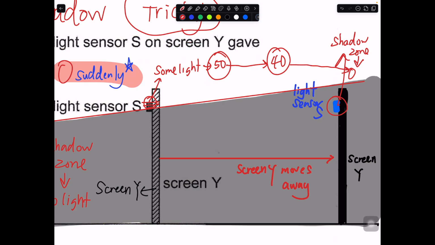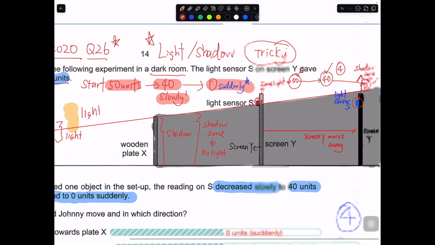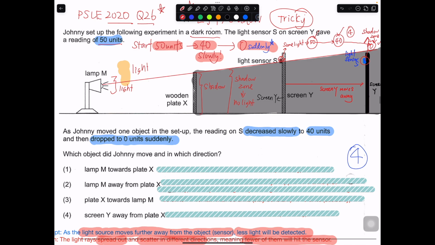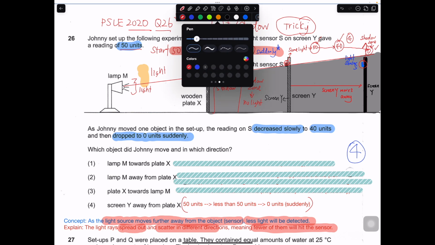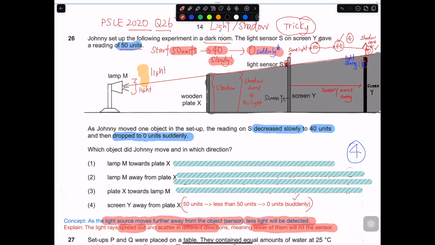And the best object to move to achieve these three things is option number 4: move screen Y further away from X and the lamp. This is how the scenario will play out. 50 at first, then you move away, less light hitting the sensor, less than 50, and suddenly the whole thing inside the shadow zone, which I've drawn, becomes 0. The key is suddenly. So that's why number 4 is the correct answer.